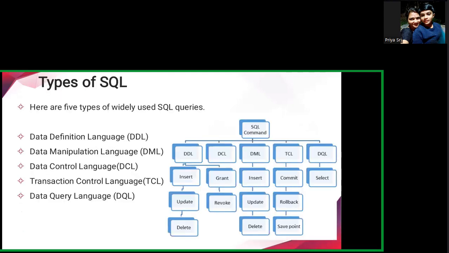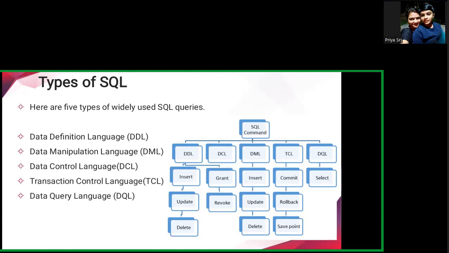Now, the types of SQL. Here are the 5 types of SQL we have. One is Data Definition Language, DDL. Next is Data Manipulation Language, DML, Data Control Language, DCL, Transaction Control Language, TCL, and Data Query Language, DQL. So these are the types of SQL. Using these types, we can manipulate our data in a database.